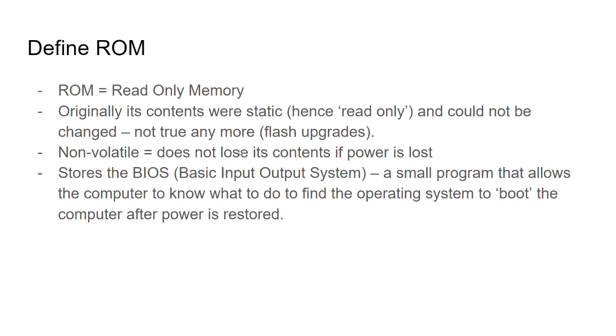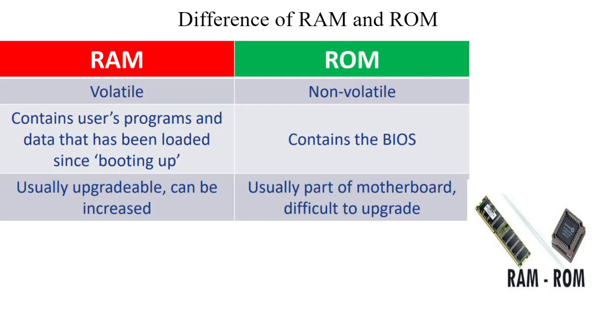It's non-volatile, so it does not lose its contents if power is lost. Also, it stores the BIOS, the basic input output system. It basically tells the computer or operating system how to boot itself after the power is restored. So that, I think, is the main difference between RAM and ROM. Here, the difference of RAM and ROM.